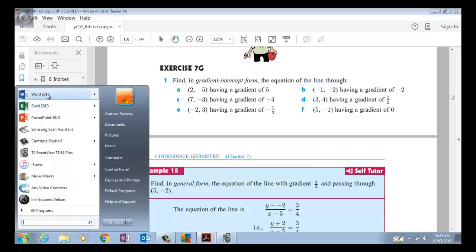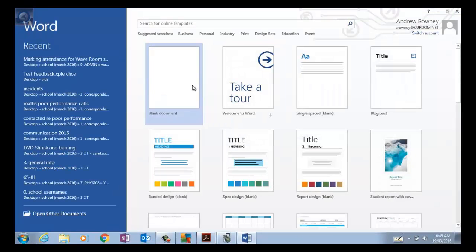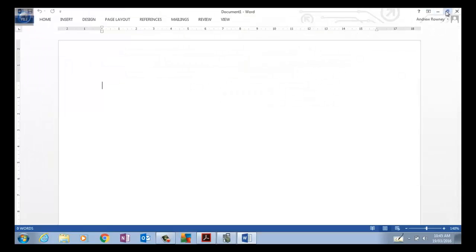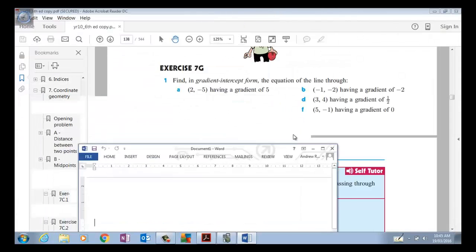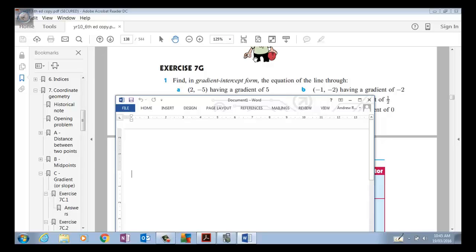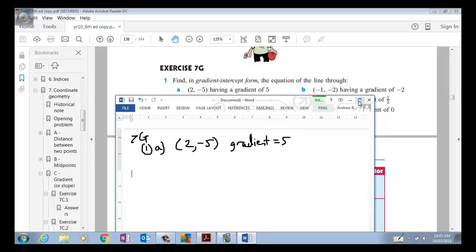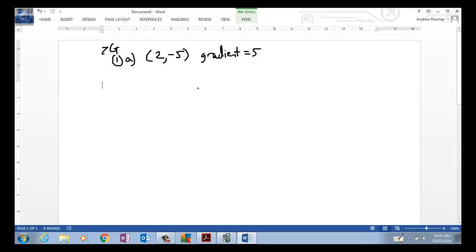Now to do that, I'll just write down the question. So we have 7g, question 1a, we've got to go through the point (2, -5) and we've got to have a gradient of 5. Now just to illustrate what we're actually doing, let's actually plot this.